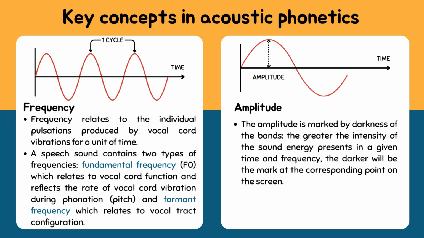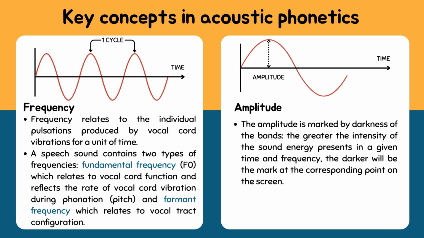It's called one frequency. Frequency relates to the individual pulsation produced by vocal cord vibrations for a unit of time. A speech sound contains 2 types of frequency. The first one is fundamental frequency or F0, which relates to the vocal cord function and reflects the rate of vocal cord vibration during phonation, or pitch. The second type is formant frequency, which relates to vocal tract configuration.